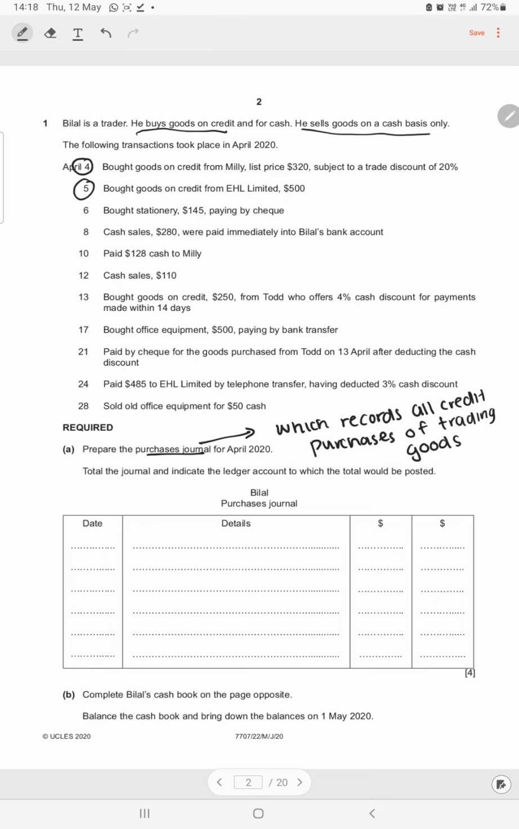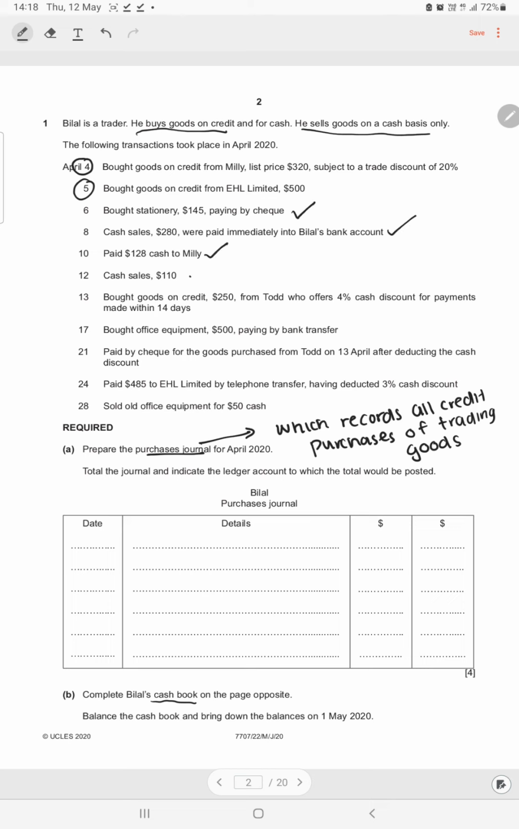Cash sales, a cash transaction, so sales are not in the purchase journal. Paid $128 to Millie, again a cash transaction. So we have here 3 cash transactions, which means these go to the cash book, not to the purchase journal. It doesn't meet the conditions. Next, we have cash sales. Okay, so this is also a cash transaction. We have a few cash transactions because, as you can see in part B, the question is asking you to make a cash book. So these are the entries that will definitely go to the cash book. I'm going to put a tick in front of the entries that go to the cash book and not to the purchase journal.